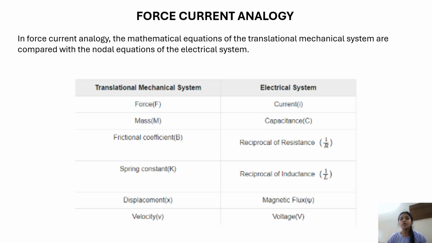Let us see. Force is replaced by the current. Mass is replaced by the capacitance C. Frictional coefficient is replaced by the reciprocal of the resistance, that is 1 by R. Spring constant is replaced by the reciprocal of inductor, that is 1 by L. Displacement x is replaced by the magnetic flux, that is phi. Velocity v is replaced by the velocity, that is v. Small letter v we are using.